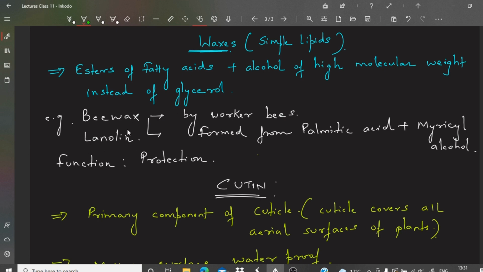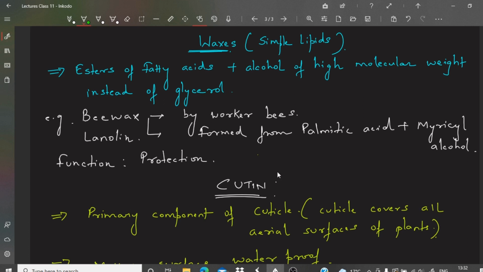This beeswax is secreted by the worker bees, and it is formed from palmitic acid and myristoyl alcohol. Now here we have seen that the main function of these waxes is protection. They are present on the outer side, so the main function is protection.